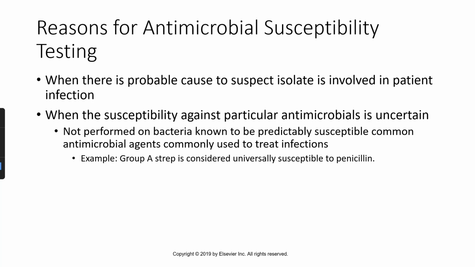For example, group A strep is considered universally susceptible to penicillin, so we wouldn't do antibiotic susceptibility testing unless the patient is on penicillin and it's not working, or if the patient is allergic to penicillin. We may need to do antibiotic susceptibility testing.